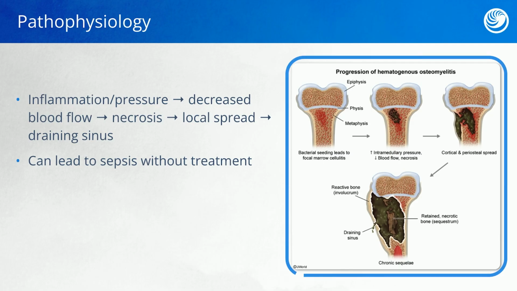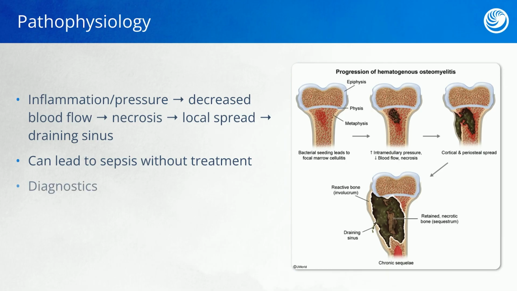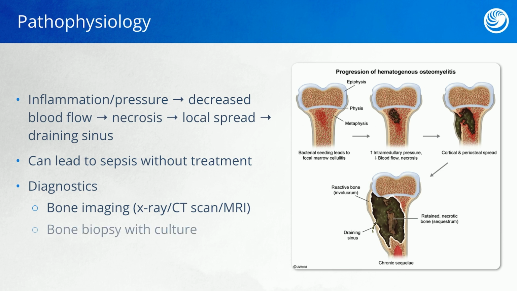The image on this slide helps us to visualize this process in its entirety, from initial infection all the way up to the formation of tissue necrosis and draining sinuses. In terms of diagnostics, bone imaging through the use of X-ray, CT scan, or MRI helps us to determine the extent of infection within the bone, and the use of bone biopsy with culture helps us to identify the offending organism, which is important for antibiotic therapy later on.